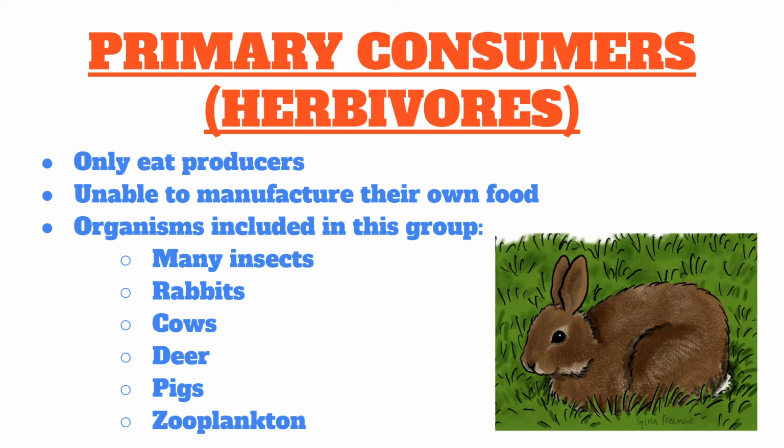An example of this is that zooplankton will eat phytoplankton, and phytoplankton has the ability to make its own food through photosynthesis. Zooplankton can't, so zooplankton eats the producer.